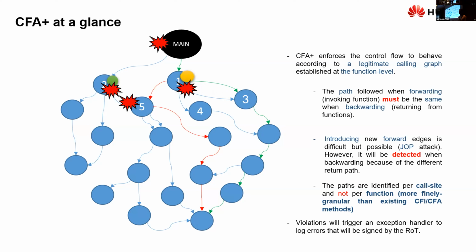So what happens if a violation occurs? Well, we will trigger an exception handler that is in the kernel, and it will log errors and anchor them in a root of trust. The technology has three pillars.